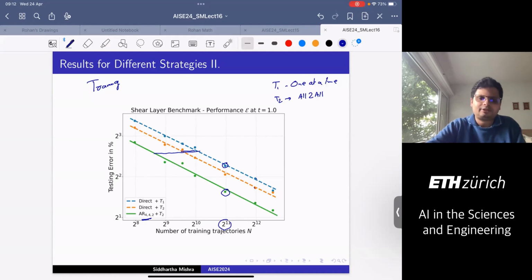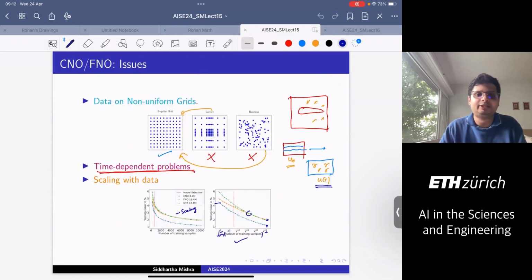Okay. So with that answer to that question, which was a very relevant one, let me move to the next topic. Let me start by reminding you of some of the issues that we started off with. We had these three issues that we identified: data on non-uniform grids, where I gave you some ideas, but I don't know if you'll have time to address them; time-dependent problems, which we addressed now; and the last point is this concept of scaling with data, meaning how much data is enough data. Let's start with that.